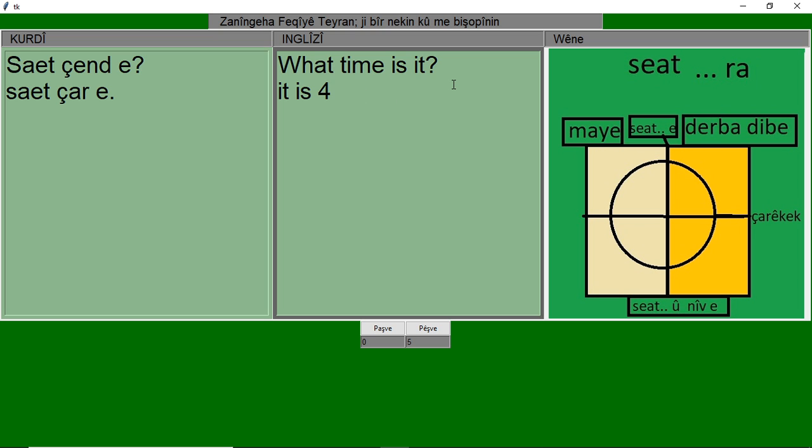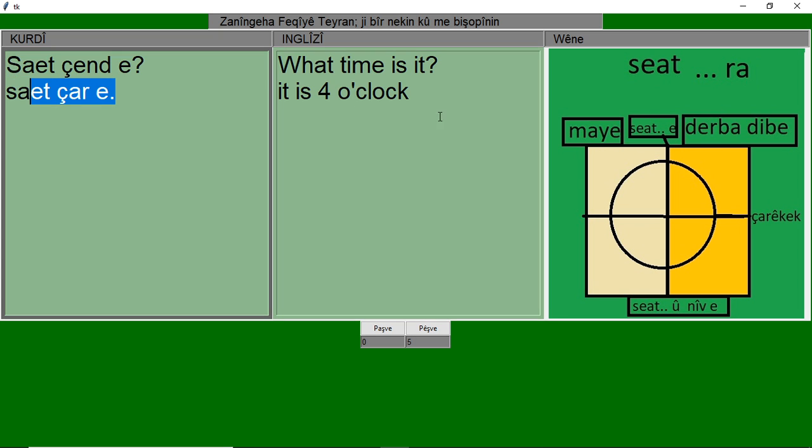How do you write clock? Oops. Okay, it's 4 o'clock. Oh, today I was writing the whole day, and now I have a problem. Okay, saat çare. It is 4 o'clock. So 4 is around where? It is probably 3, and 4 is around here, right? It's 4. It is çare. Saat çare.